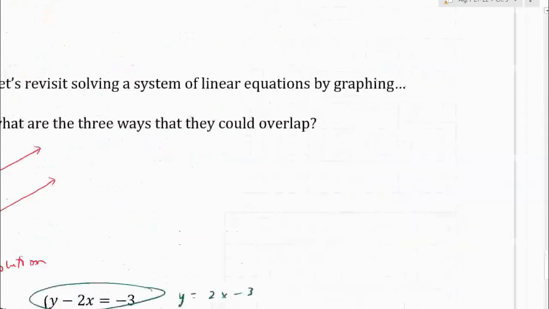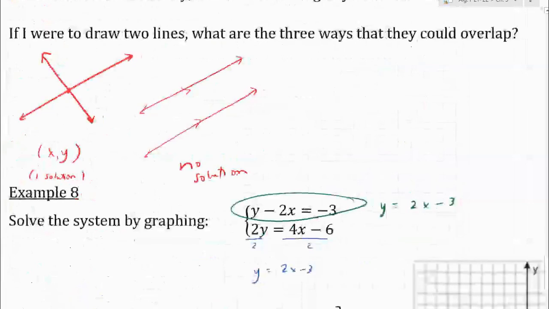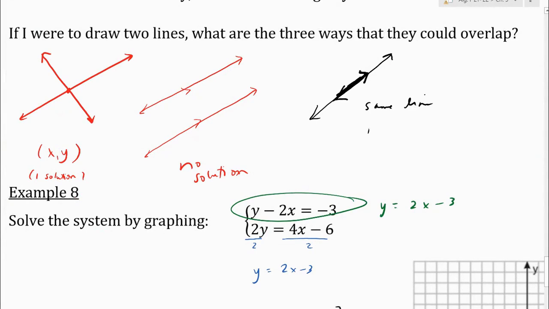So if we come back up here, what's the third thing that could happen? They could be the same line. Which means there's infinitely many solutions. And it's all the points on whatever line we're talking about.